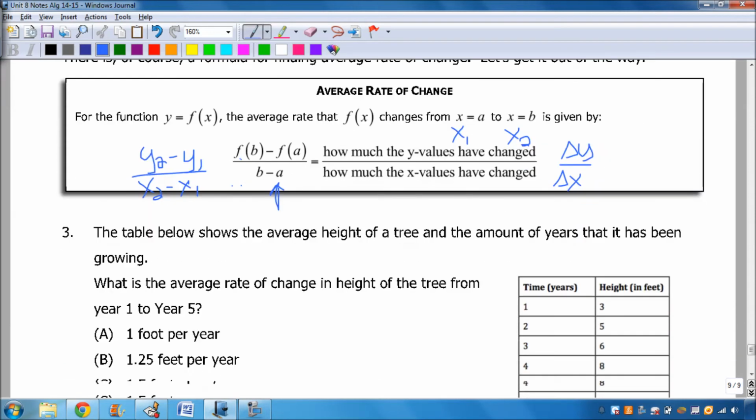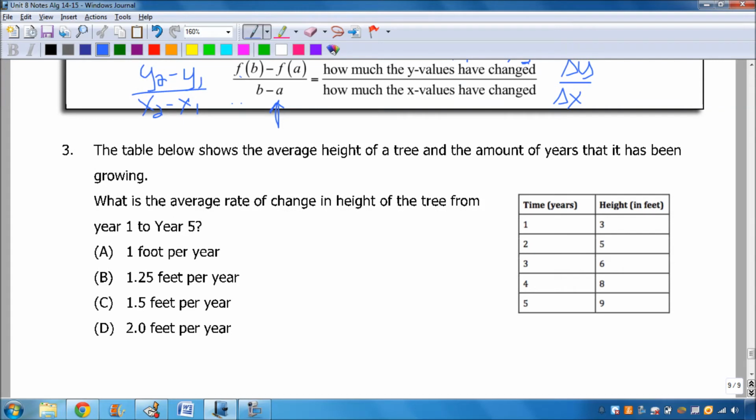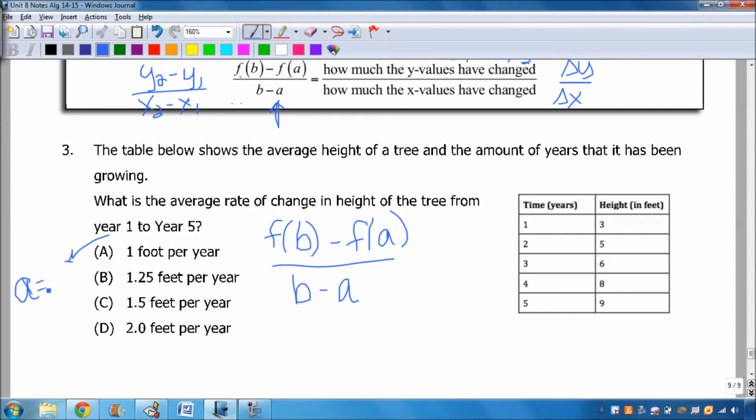Okay, so let's see, how do we apply it? Question number 3. The table below shows the average height of a tree and the amount of years that it has been growing. What is the average rate of change in the height of the tree from year 1 to year 5? So what I need to do is use the formula f of b minus f of a all over b minus a. Your first x value here is 1, so that means that a equals 1. Your second x value here is 5, so that means that b equals 5.